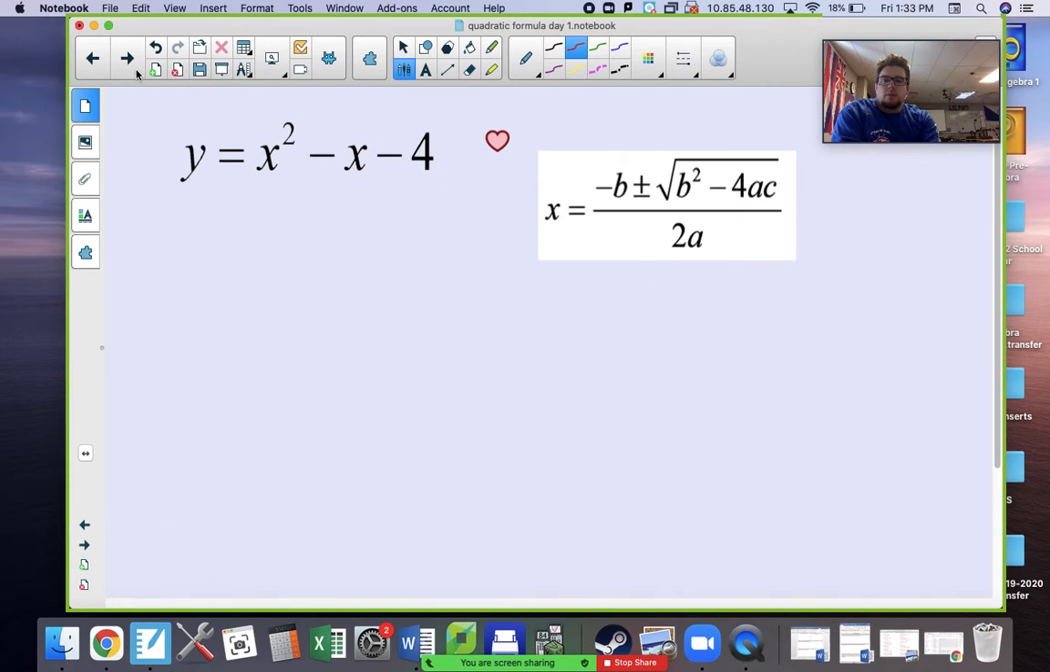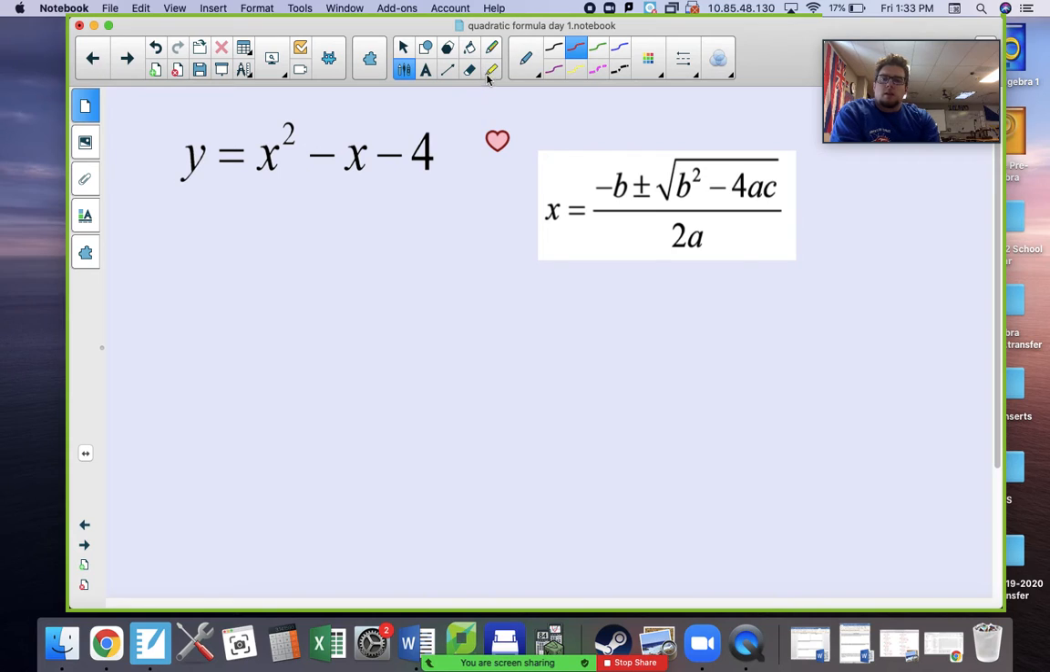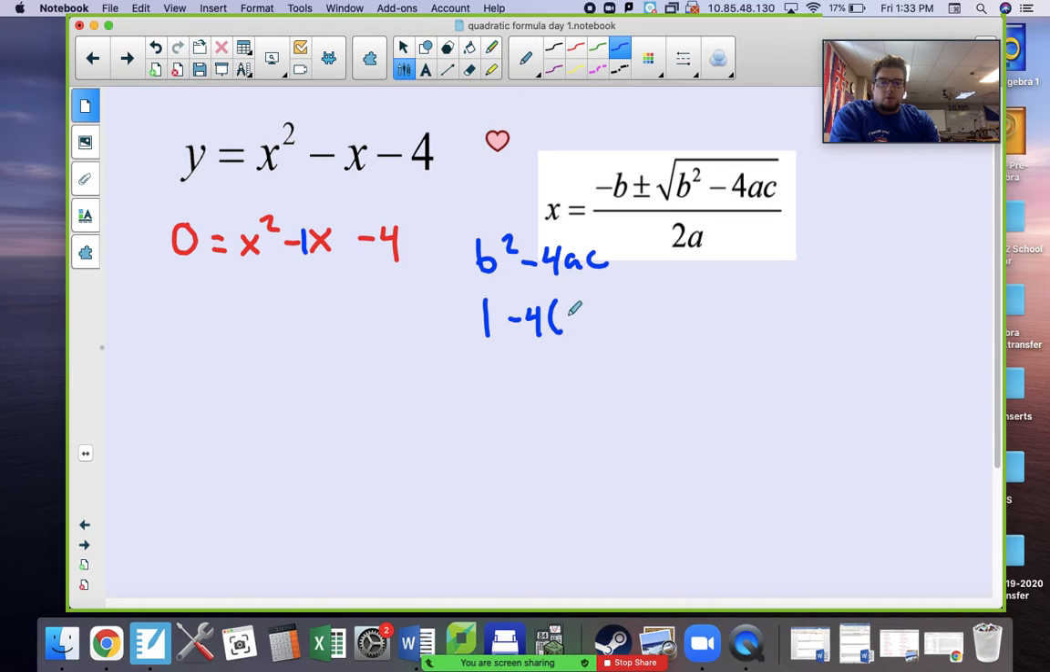Now the last one we're going to do for this video here. Let's see if this is what I want it to do. Should be fine. We're going to set it equal to 0 just like we did the last problem. X squared minus x minus 4. I'm going to check our discriminant, b squared minus 4ac. b squared, so b is this negative 1. Negative 1 squared is 1. Minus 4 times 1 times negative 4.